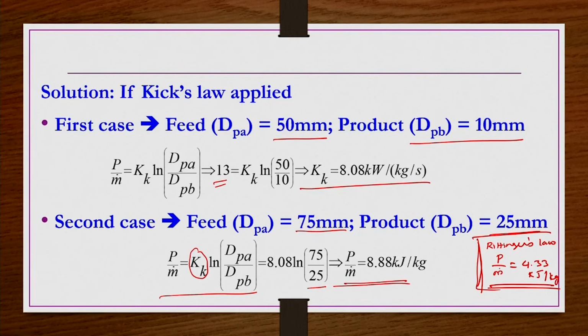So for this problem, whatever numbers you get by Kick's law are going to be more reliable. That comes with the experience of doing several operations and then finding out. People have found that for coarse reduction the power requirement obtained by Kick's law is more reliable. So this number is going to be more reliable than this number, because Rittinger's law is good for fine reduction, not for coarse reduction, whereas the size in this problem is in the coarse reduction range. So 8.88 kilojoule per kg is going to be more reliable.